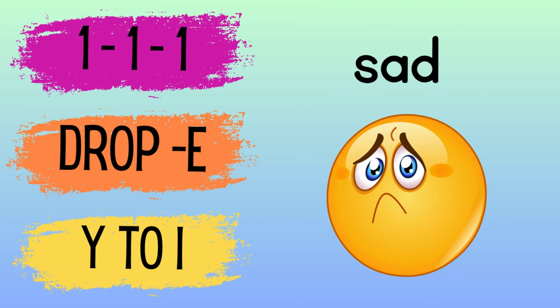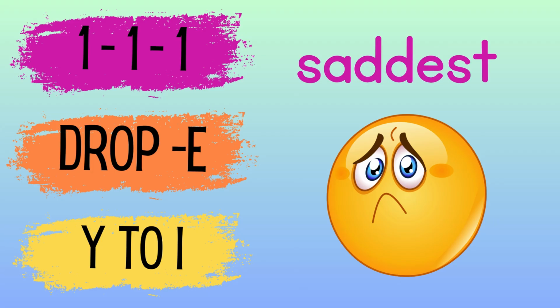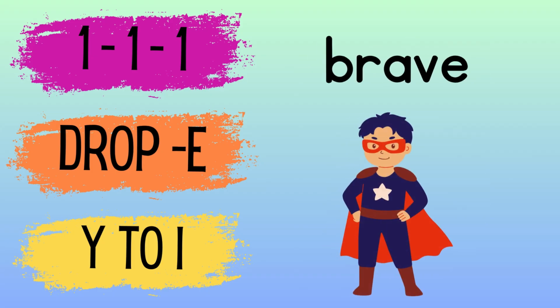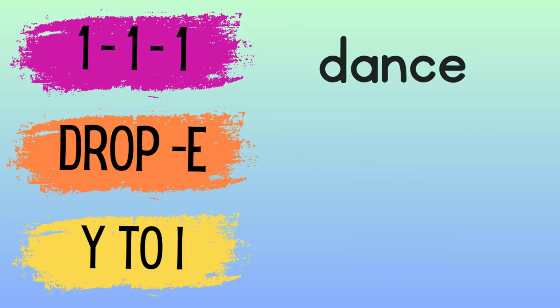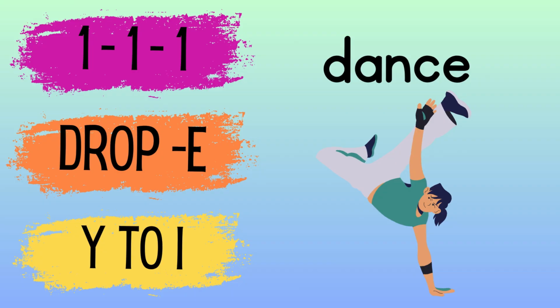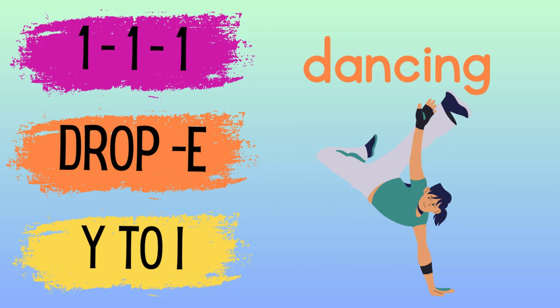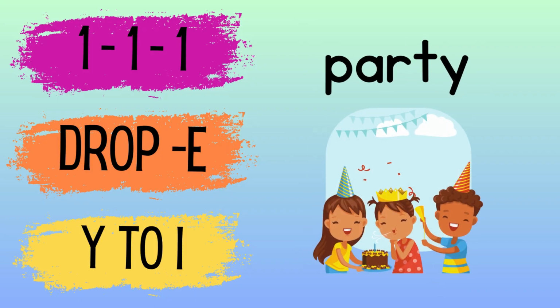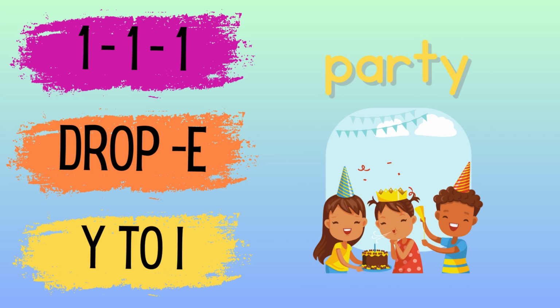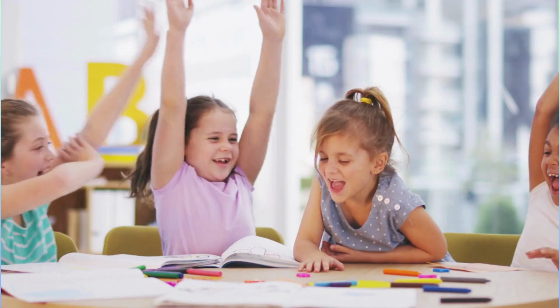Sad to saddest. Which rule? Doubling 1-1-1. Brave to braver. Which rule? Drop the E. Dance to dancing. Which rule? Drop the E. Party to parties. Which rule? Y to I.